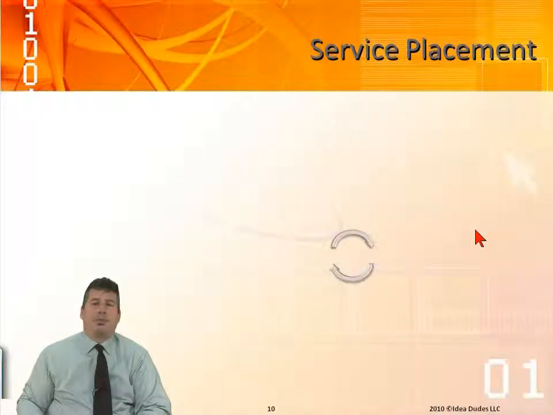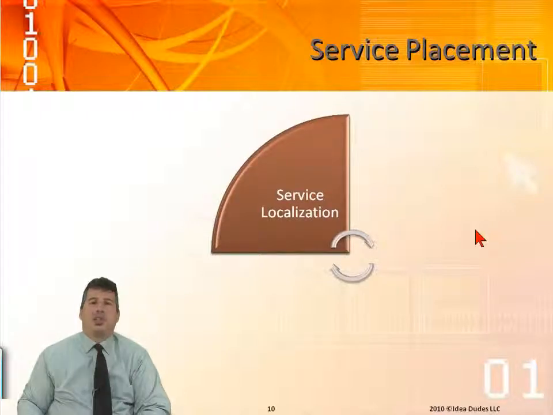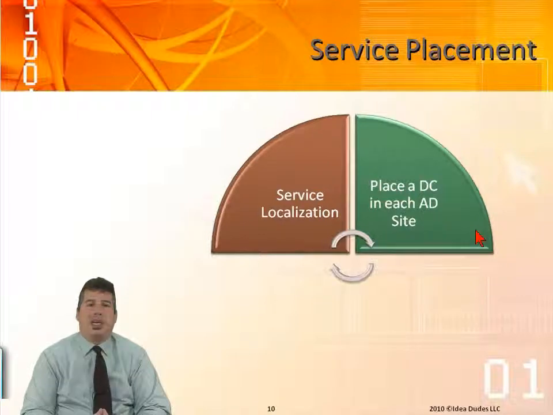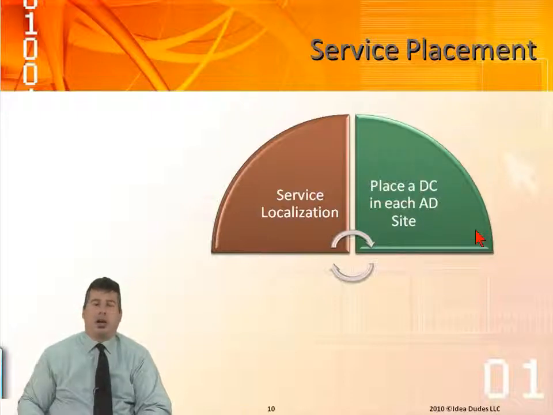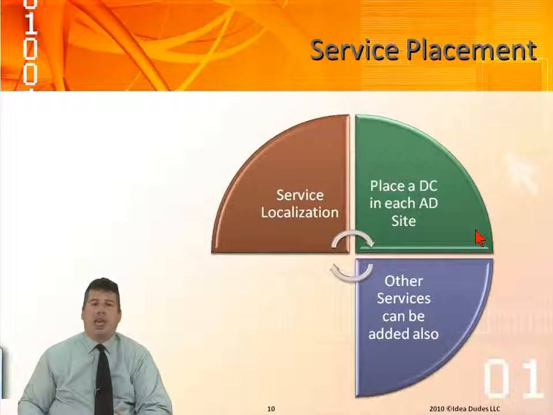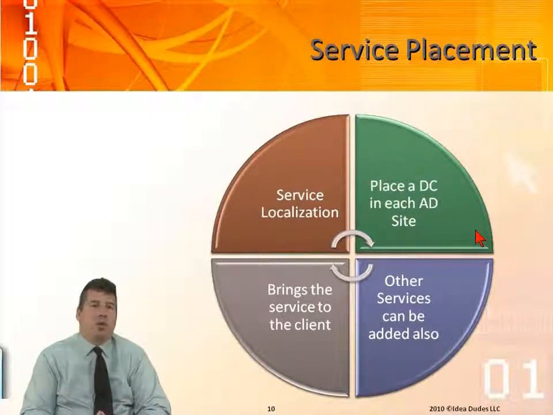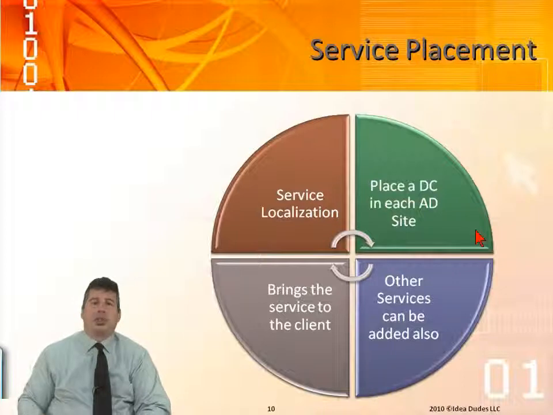So for service placement, we have service localization. This means we're going to place a DC in each Active Directory site. That makes us highly available for doing any type of authentication or looking for a DC. Other services can be added also. It brings the service to the client. That's what we're talking about. Service localization means that we're bringing the service to the client so they don't have to go very far to get to what they need.